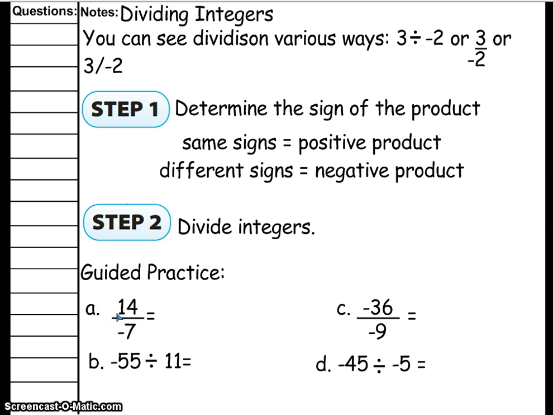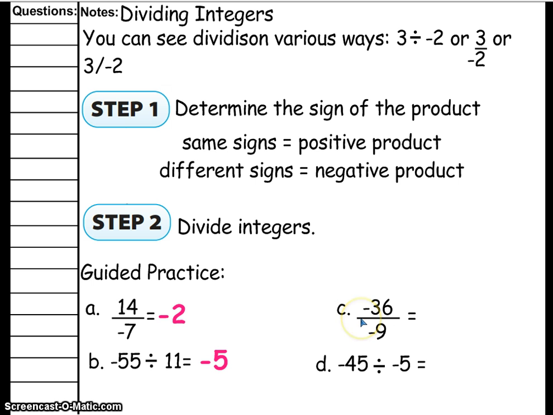Guided practice problem A, 14 divided by -7. Since 14 is positive, 7 is negative, they have different signs. Our answer is going to be negative, and 14 divided by 7 is 2, so my answer is -2. Problem B, -55 divided by +11. Both signs are different, so my answer is going to be negative, and 55 divided by 11 is 5, so my answer is -5.